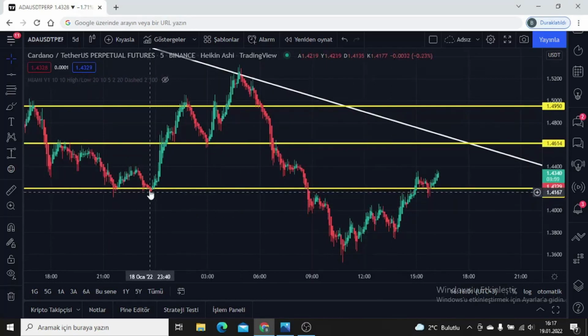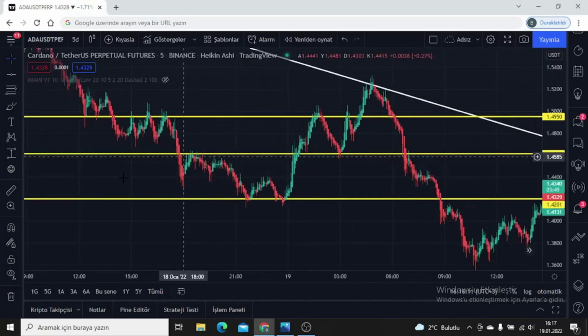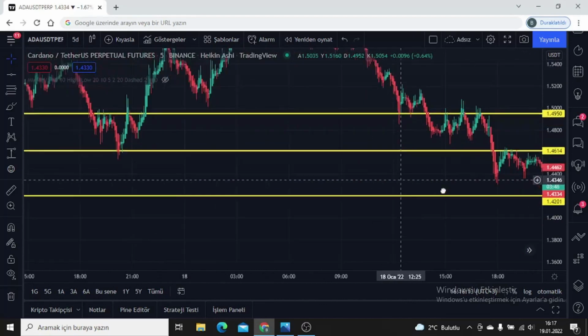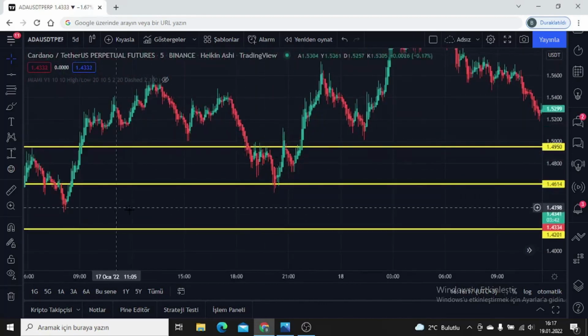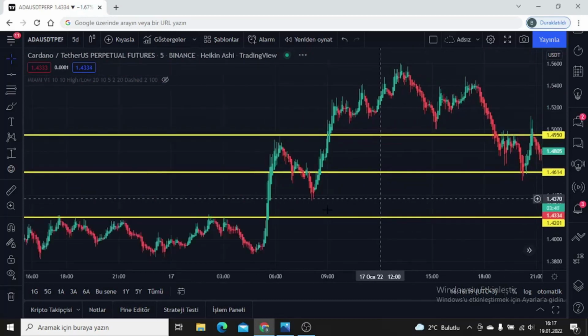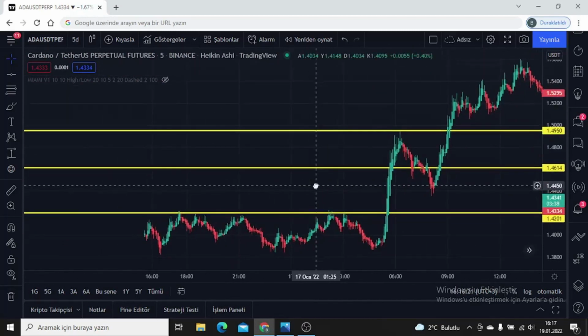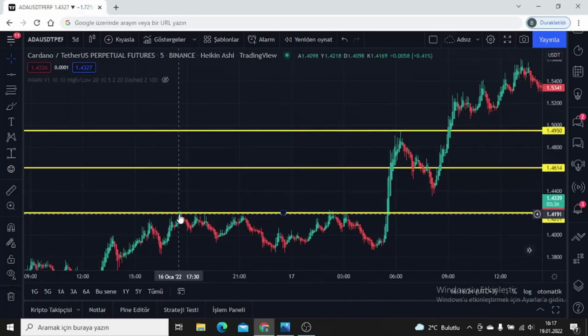Well, we need to check how the support we drew on this 23 region worked before. It worked here as a very good support, then it worked here, and as you can see, it generally received a reaction from here and gave us good profit rates here. Again, the resistance worked very well. Let's go back a little bit more. As you can see, they have worked very well here. And look, when we go backwards, it worked very nicely as a resistance.